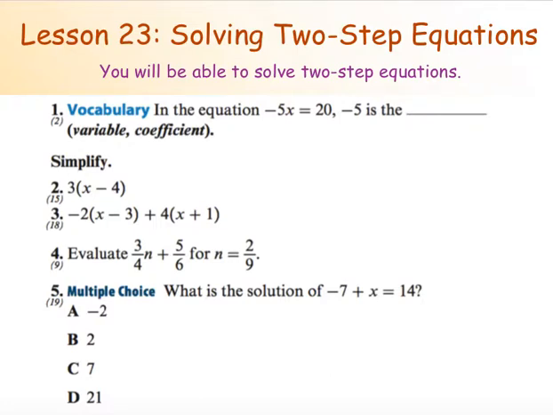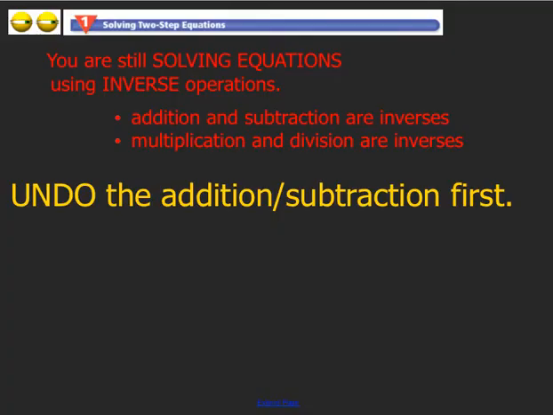So remember, when we are going through two-step equations, we need to use inverse operations. So addition and subtraction are inverses, multiplication and division are inverses. But we must undo the addition and subtraction first. Okay, we shouldn't undo the multiplication and division and then try to add or subtract. Remember, we want to do PEMDAS backwards when we're undoing things with an equation.